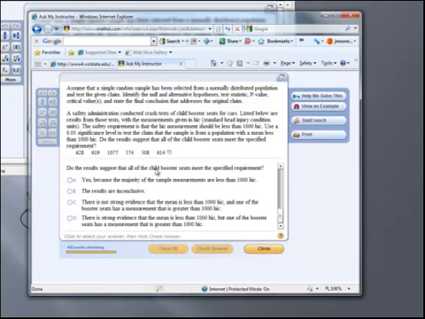Do the results suggest that all of the child booster seats meet the specific requirement? The choices are: A, yes, because the majority of the sample measurements are less than 1,000. B, the results are inconclusive. C, there is not strong evidence that the mean is less than 1,000 HIC and one of the booster seats has a measurement that is greater than 1,000 HIC. D, there is strong evidence that the mean is less than 1,000 HIC, but one of the booster seats has a measurement that is greater than 1,000 HIC. So we'll check D.